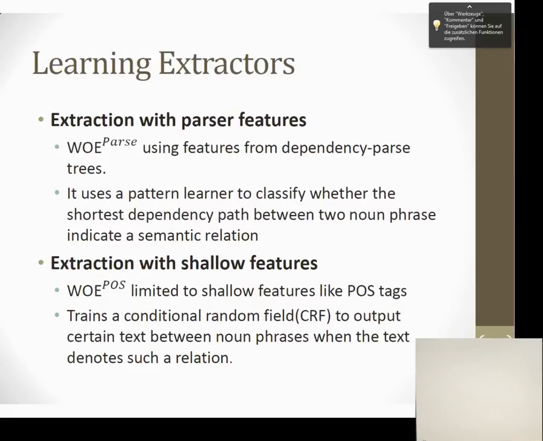In the learner part, we work in two modes: parser features and shallow features. In parser features, we use dependency parse trees and a pattern learner to classify whether the relation exists or not. And in shallow features, we use POS tags and CRF to denote if such a relation exists or not.